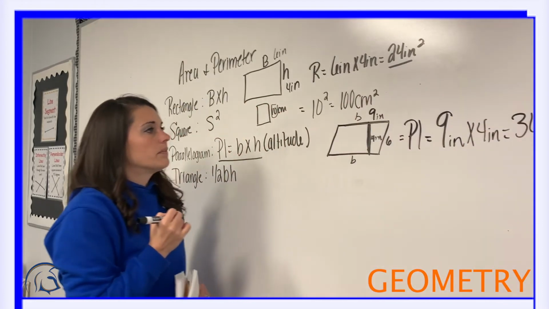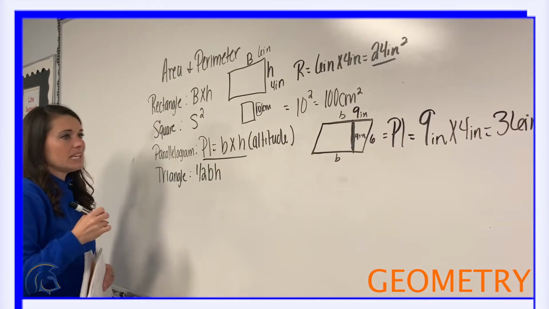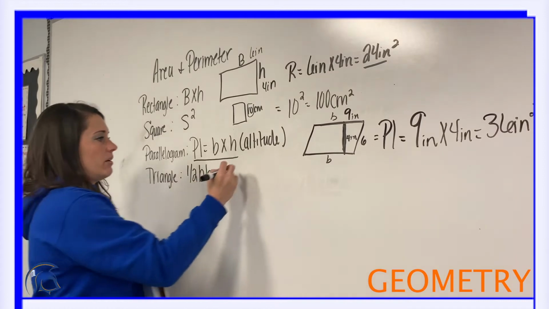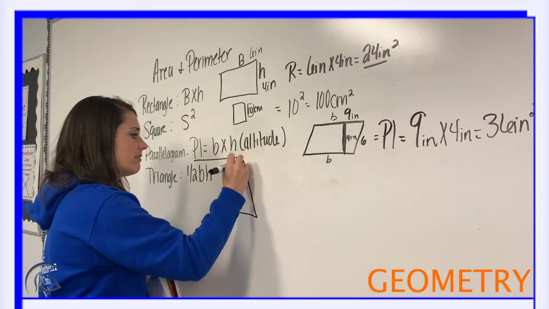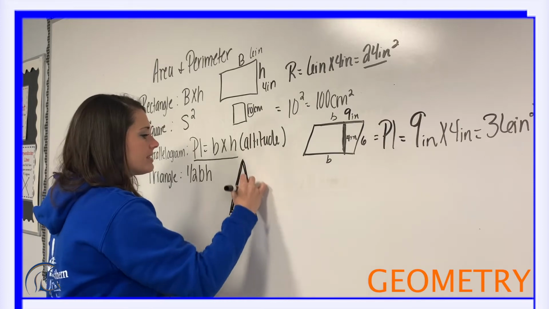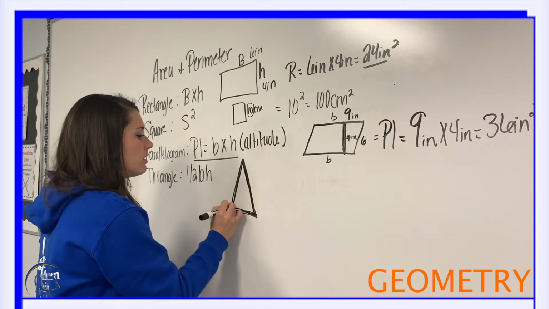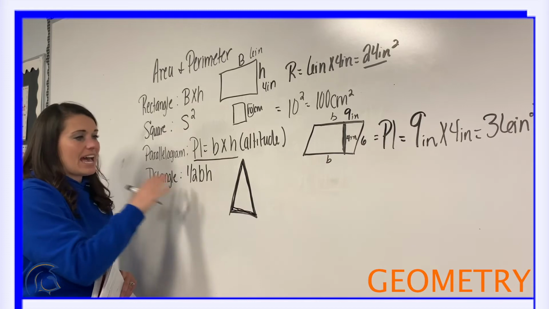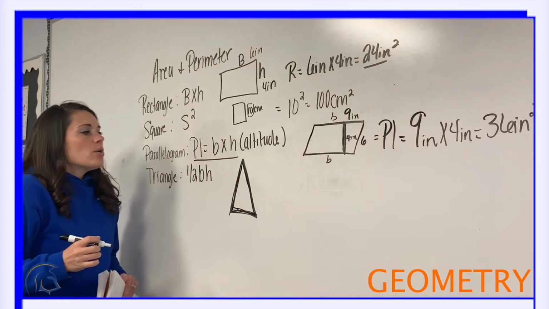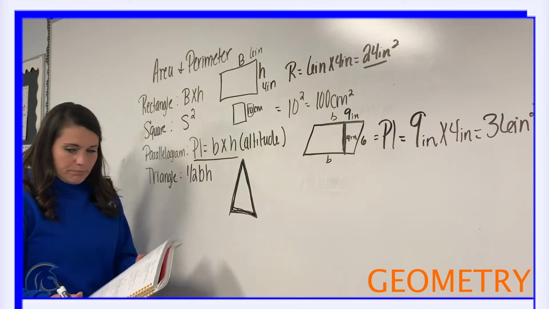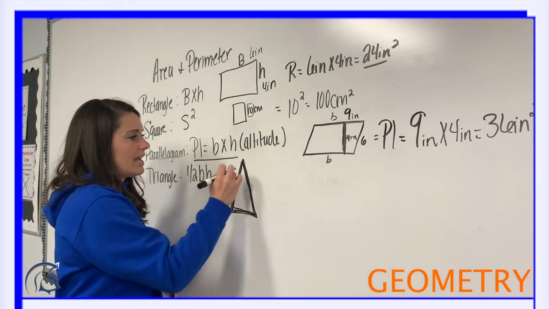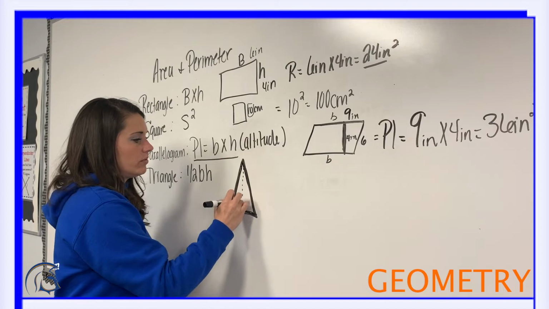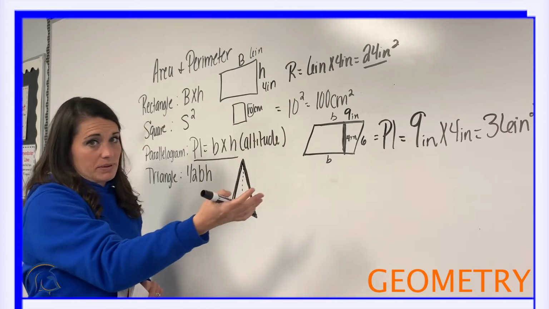Squared. Okay. Now, triangle. Triangle has a very different formula, only because it has this little half, the half in front of it. Now, if you look in your book, you will notice that it will always give you a height similar to the parallelogram.